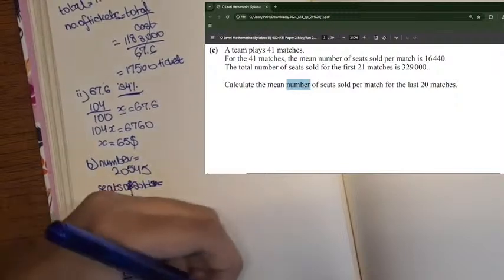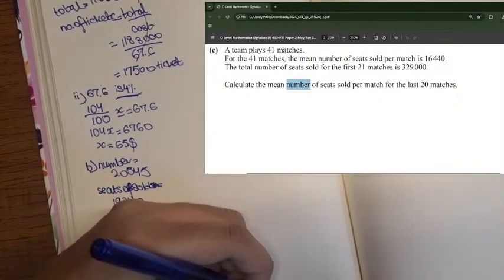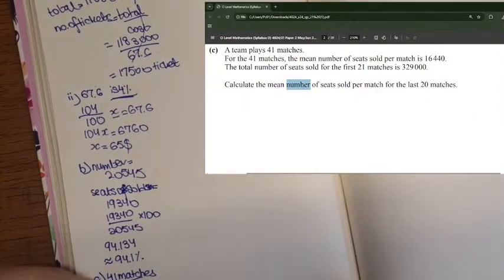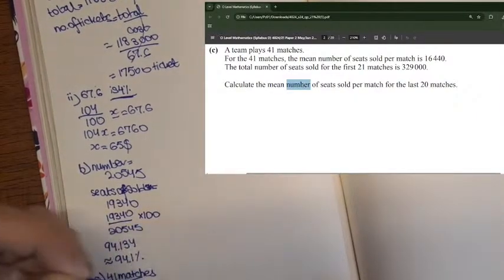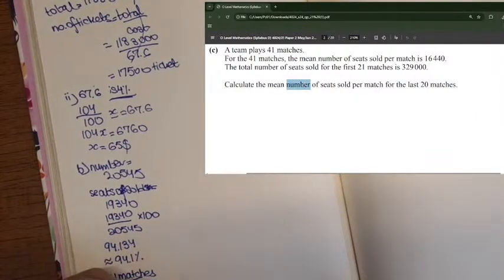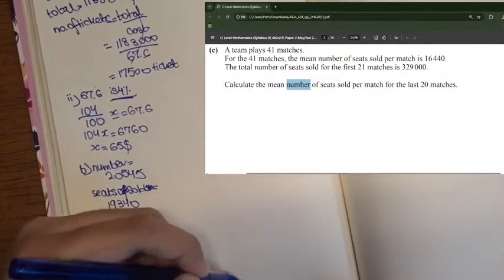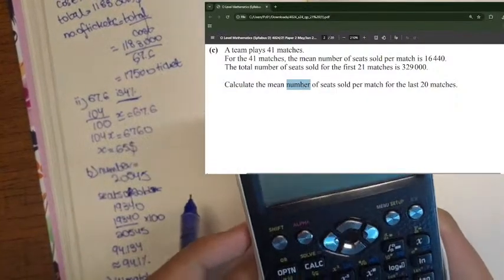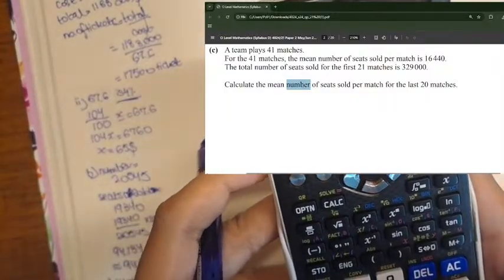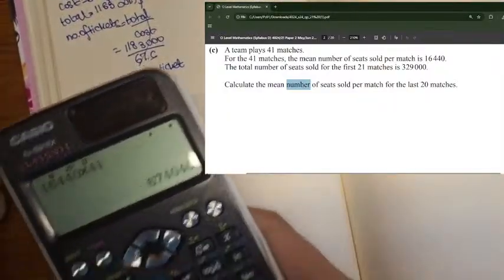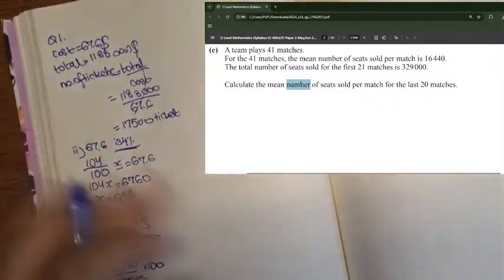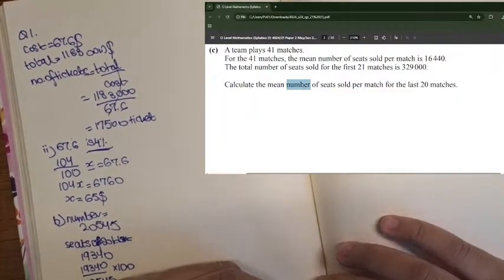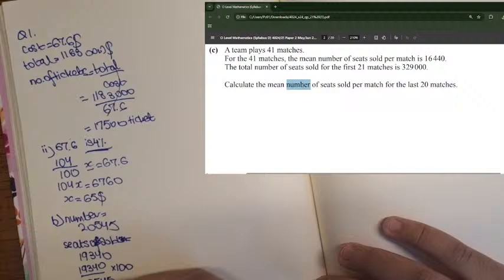This is equal to the total number of seats in 41 matches upon the number of matches, which was 41. So to find the total number of seats in 41 matches, we find that it was 16,440 multiplied by 41. So this is the number of seats that we had in this amount of matches. That is about 674,040 seats. This is the total number of seats in the 41 matches.